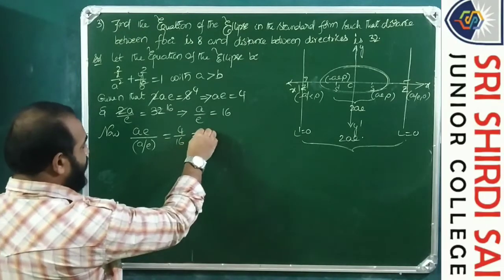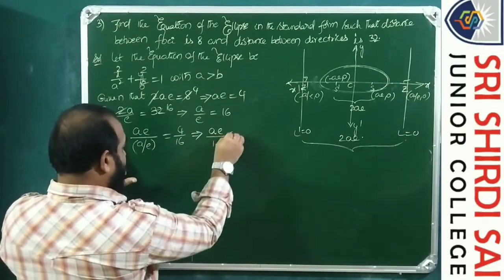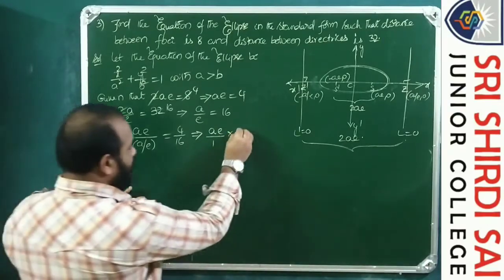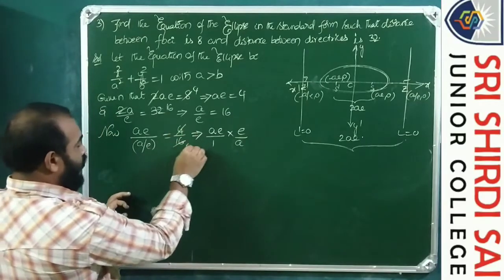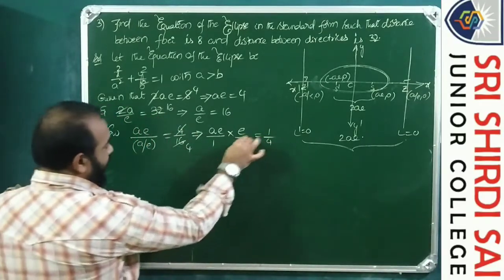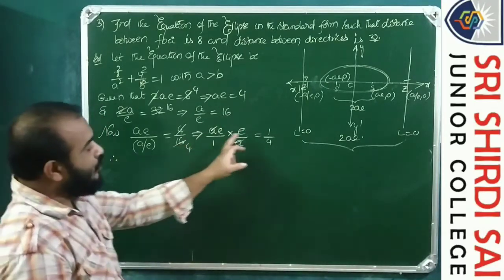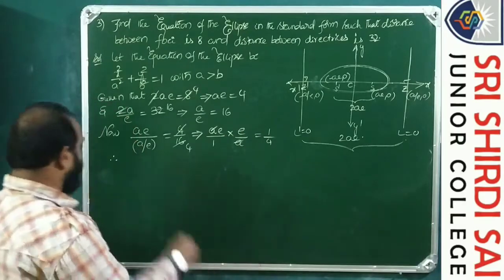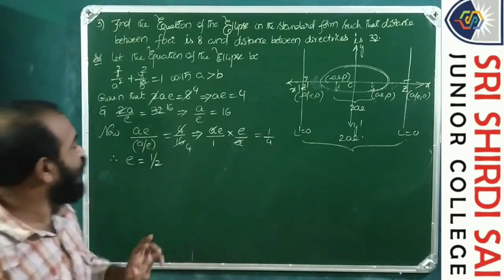From this, AE by 1 into this, A by E inverted is E by A, this is E square, and 4 by 16 is 1 by 4. Here A gets cancelled, therefore E square is 1 by 4, therefore E is equals to 1 by 2. So E we got.